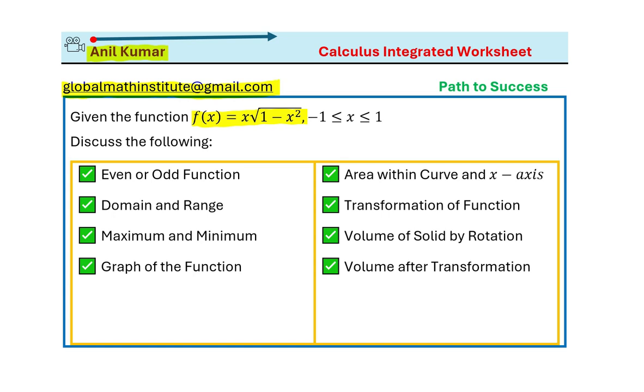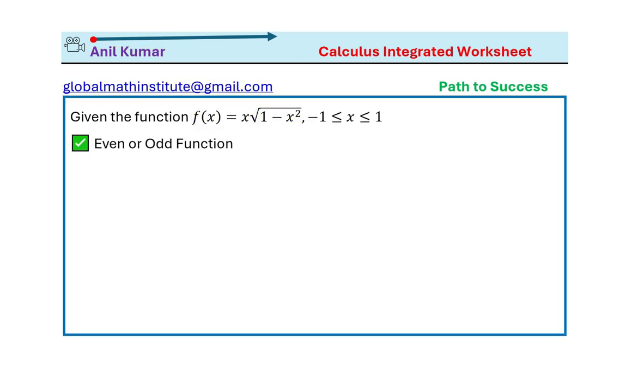Great. So let's begin with the basic concepts and then move on to derivatives and find maximum and minimum in this particular video. So we are given a function which is f of x equals x times square root of 1 minus x squared.